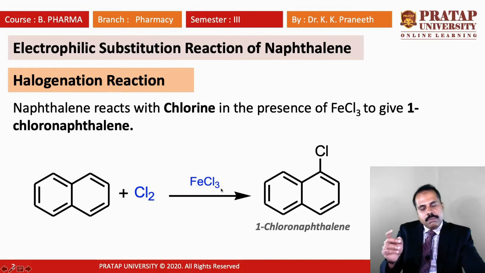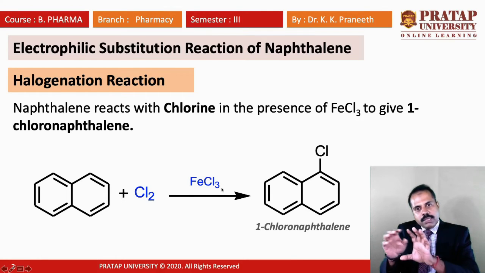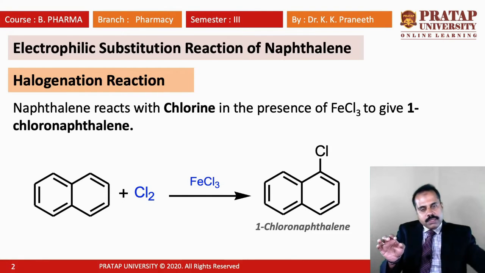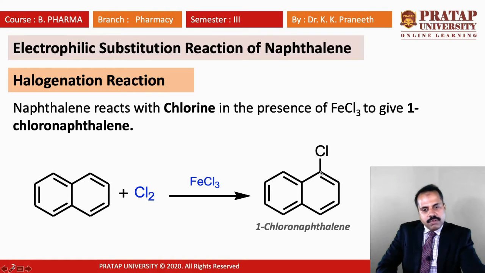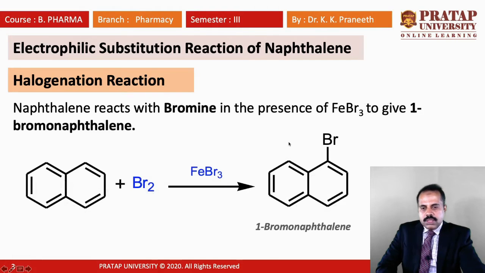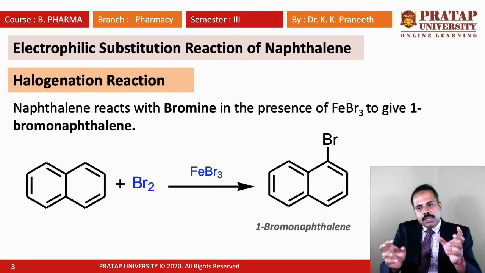We have already seen in the benzene chapter that benzene reacts with an electrophile in the presence of a Lewis acid. Here the Lewis acid is iron chloride, and chlorine, Cl2, reacts with naphthalene and gives the product 1-chloronaphthalene. This is the first position; we have already seen the numbering scheme. Similarly, if we take bromine instead of chlorine, we get 1-bromonaphthalene.